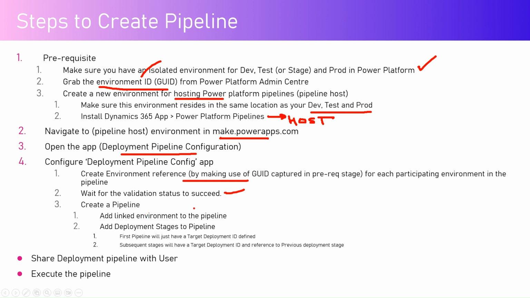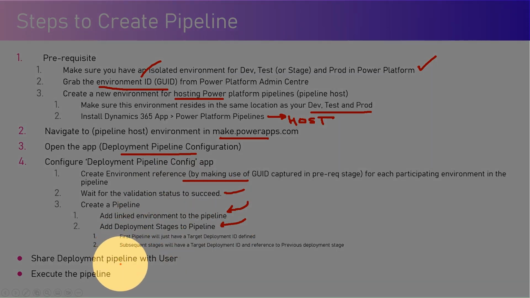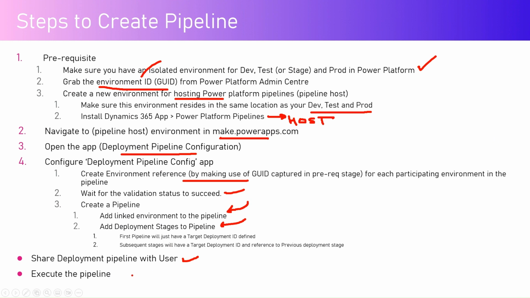And within the pipeline, you need to specify the linked environment, and you can then add deployment stages to the pipeline. Now, once you do all this configuration, you can share this deployment pipeline with the user, and then the user, without even having admin rights, can execute the pipeline. So this is all I'm going to show you in the demo.